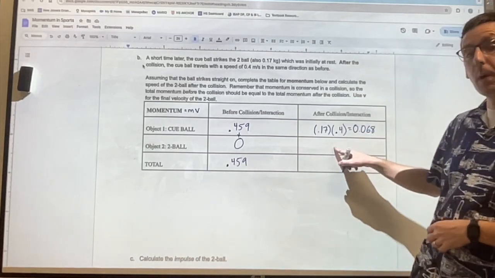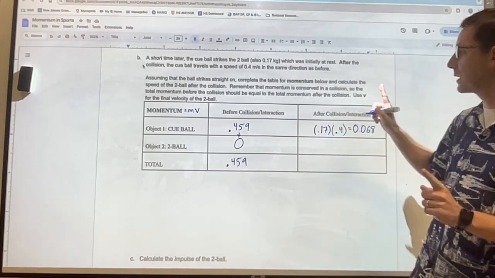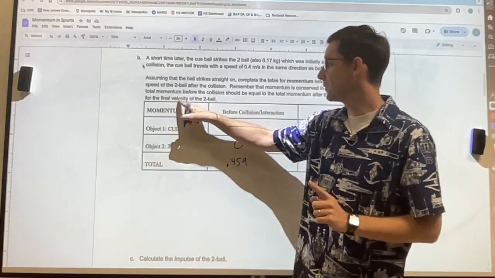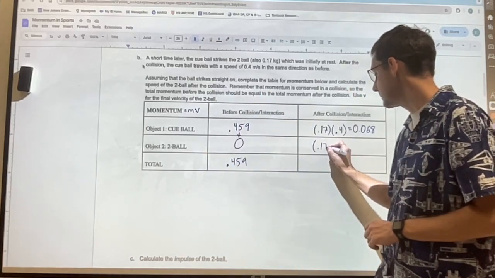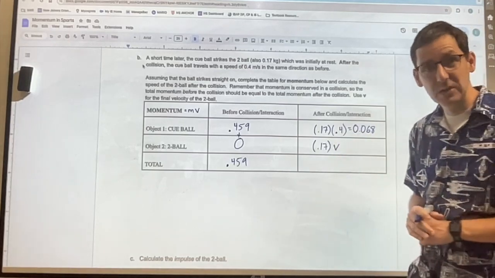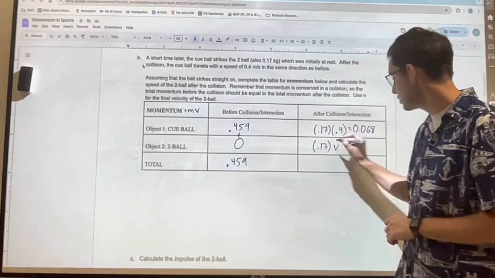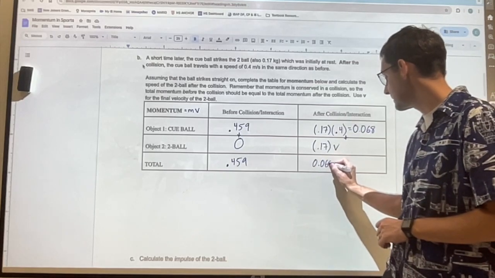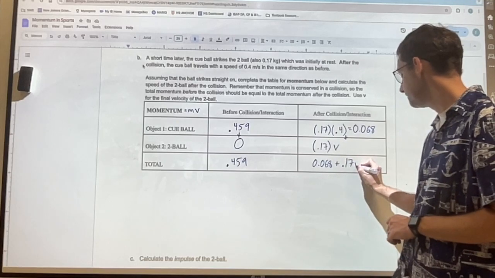Okay, the two ball, it says we don't know, but that's what we're looking for, right? It asks us to use V for the final velocity of the two ball. So the two ball also has a mass of 0.17, but then its velocity is this unknown V. So to get the final momentum after, I'm going to add these two numbers together. So I've got the 0.068, and I'm going to add the 0.17 V.